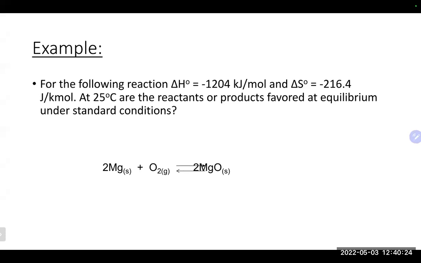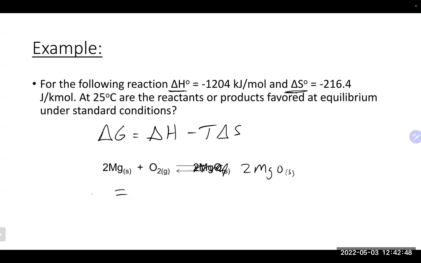All right, so give this a try here. For the following reaction, delta H and delta S are given to you. Are the reactants or products favored under these conditions? Again, we have delta H and delta S given to us, so might as well use the equation that has both of those in it.